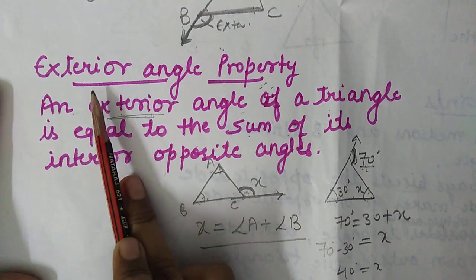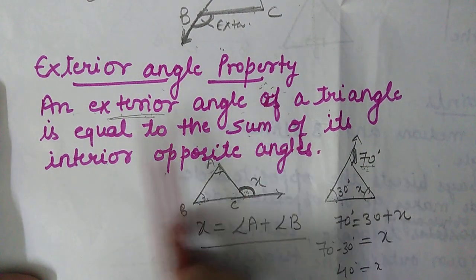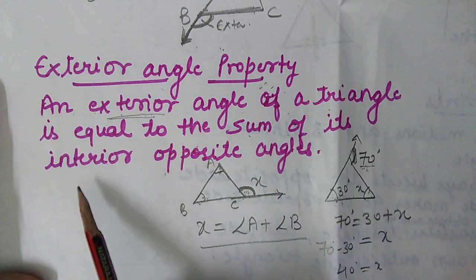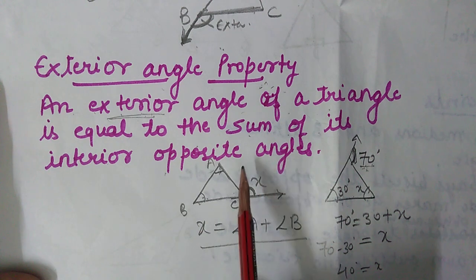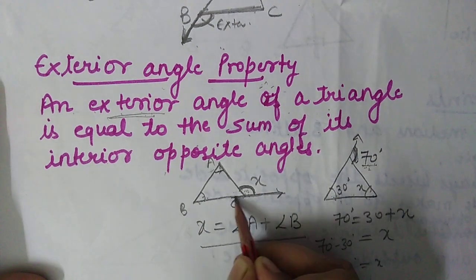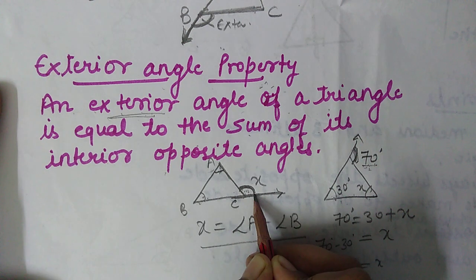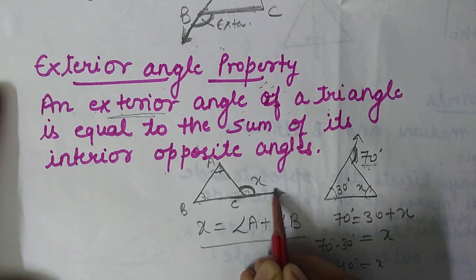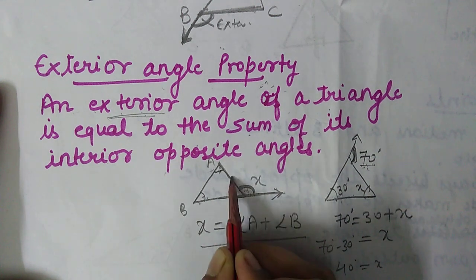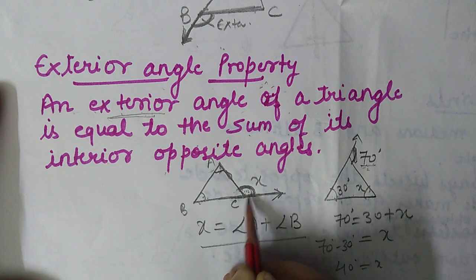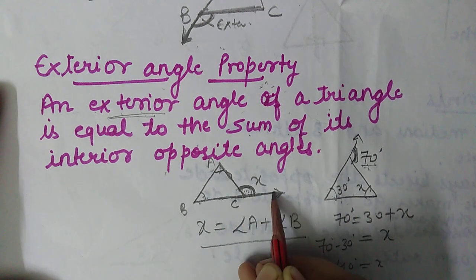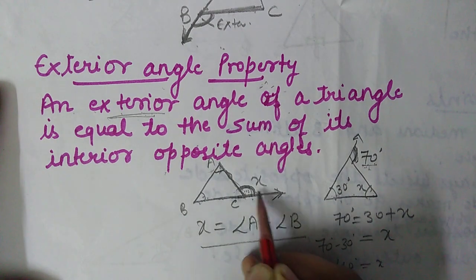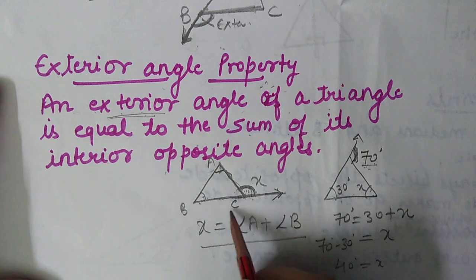After that, we have learned about exterior angle property. An exterior angle of a triangle is equal to the sum of its 2 interior opposite angles. What this property says, suppose x is an exterior angle. How is an exterior angle formed? It is formed with one of the extended sides of a triangle and one of the original sides. The angle that is formed with the help of one of the extended sides and one of the original sides, that is an exterior angle. So that exterior angle is equal to the sum of the opposite 2 interior angles.